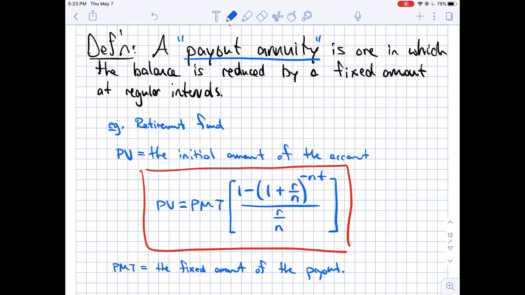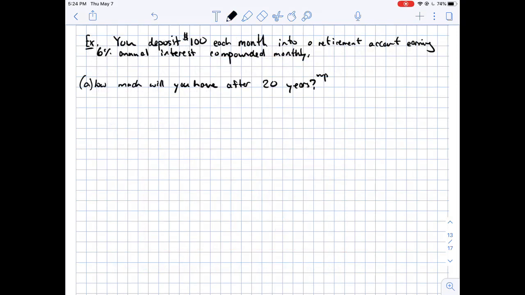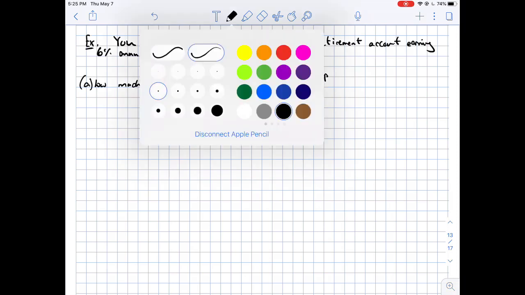So now we know how to deal with basic annuities and we know how to deal with payout annuities. We have all our formulas. We're going to actually go and do one example, looking at all of this linked together. So here to start off, we're looking at a situation where you deposit $100 every month into a retirement account, and your retirement account is earning 6% annual interest compounded monthly.